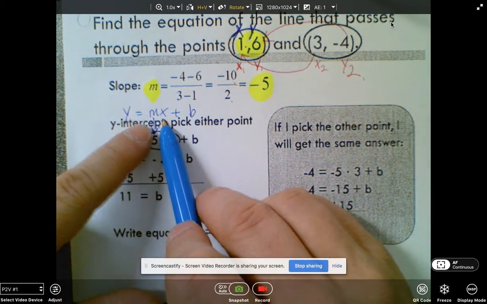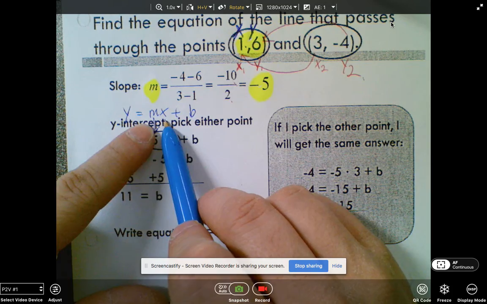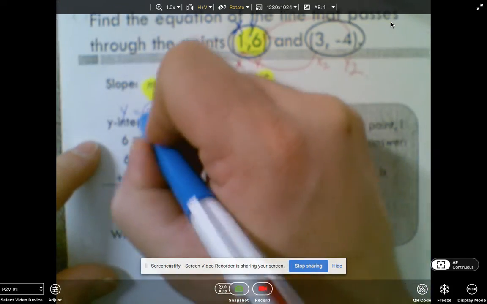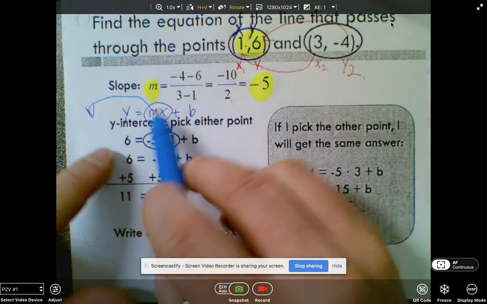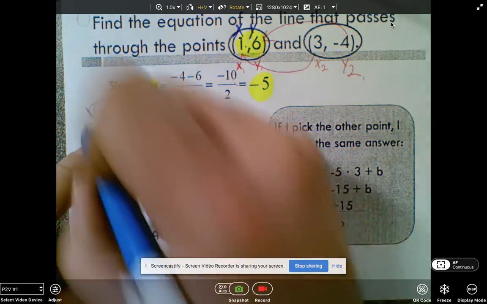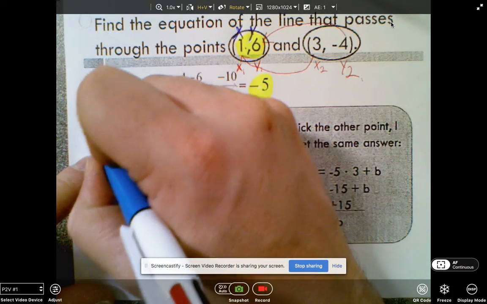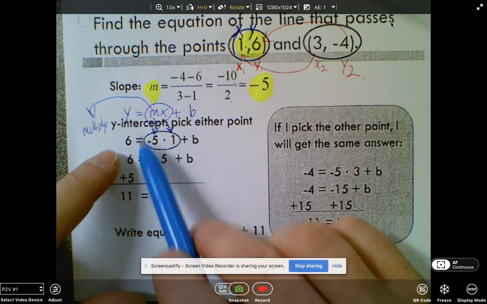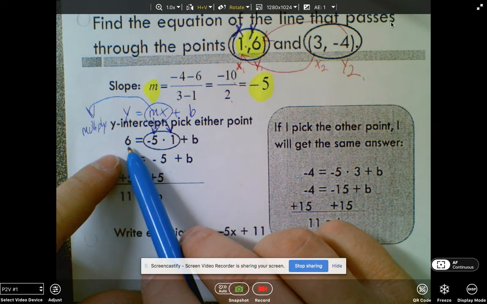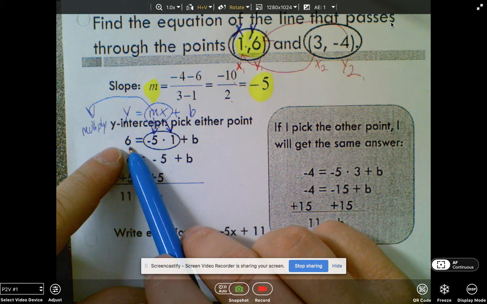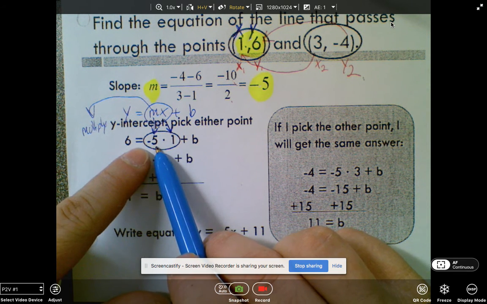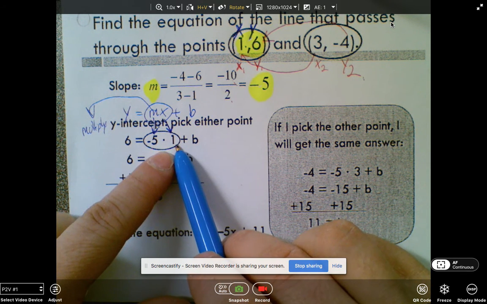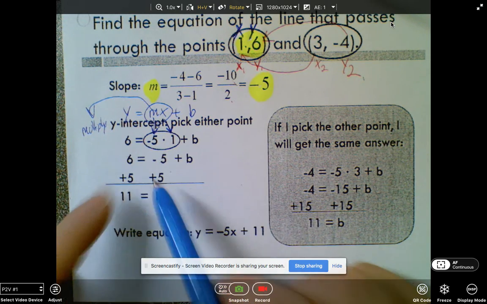Now remember mx, this means to multiply, so you might want to copy this down. This means when there are 2 letters or variables next to each other, it means multiply. All right, and then your y is 6. So it goes 6 for y, -5 for m, and 1 for x. So now you solve it.